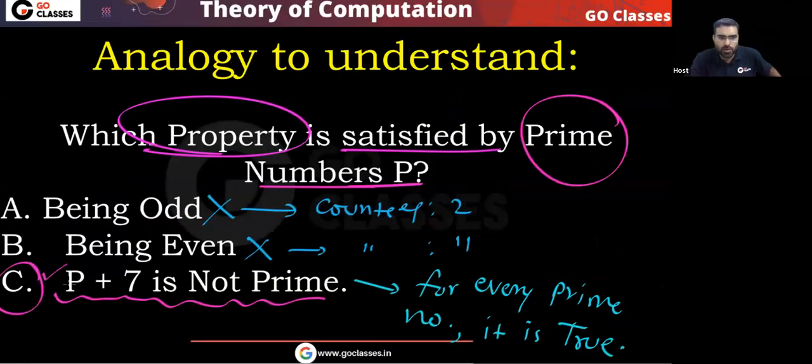Can I say this is a property of prime numbers, all the prime numbers? This is a property of all the prime numbers. Yes or no? Is this understood? Please tell me. This is the property of every prime number. So very easy.